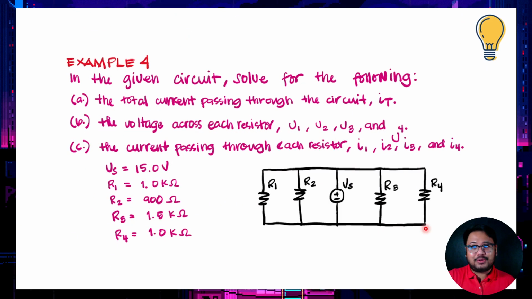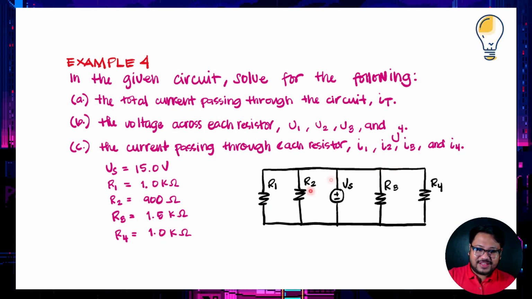Let's now have example number 4. In the given circuit, solve for the following. A. The total current passing through the circuit, IT. B. The voltage across each resistor V1, V2, V3, and V4. C. The current passing through each resistor I1, I2, I3, and I4. Given that we have our voltage supply equal to 15 volts, R1 1 kilo ohm, R2 900 ohms, R3 1.5 kilo ohms, and R4 1 kilo ohm.